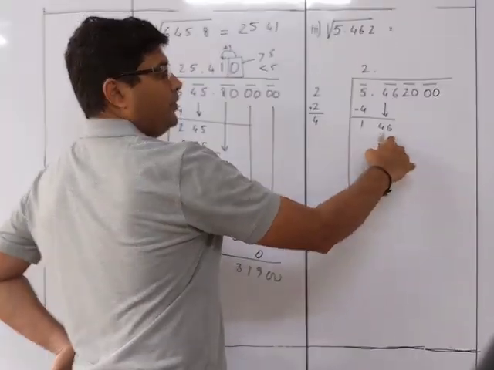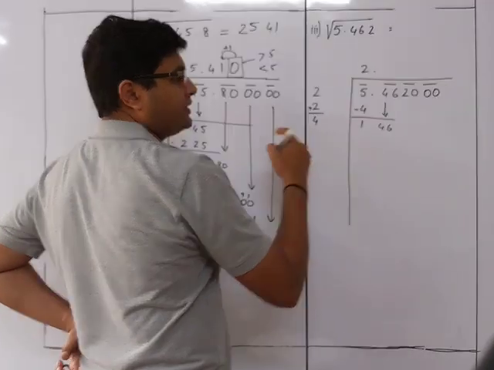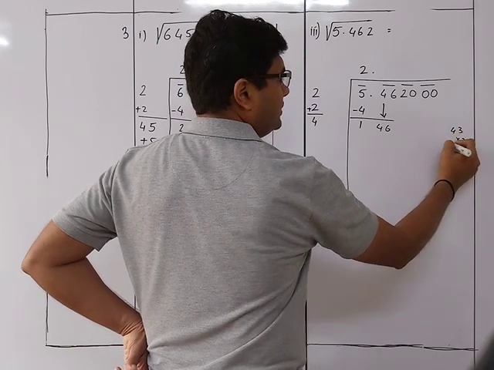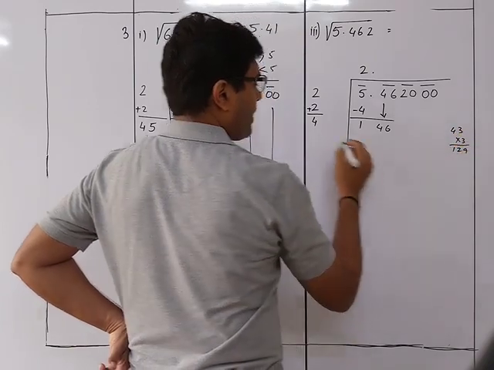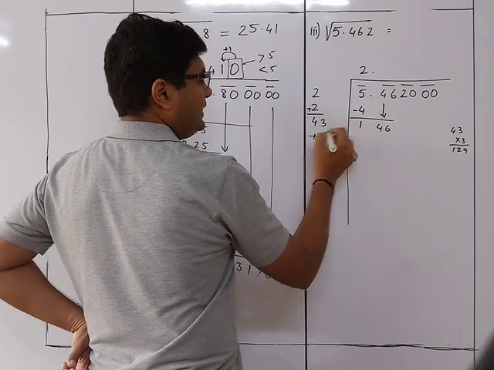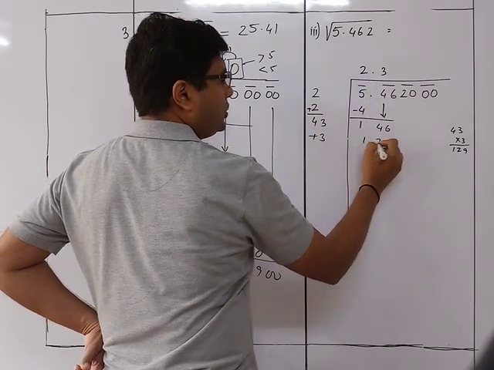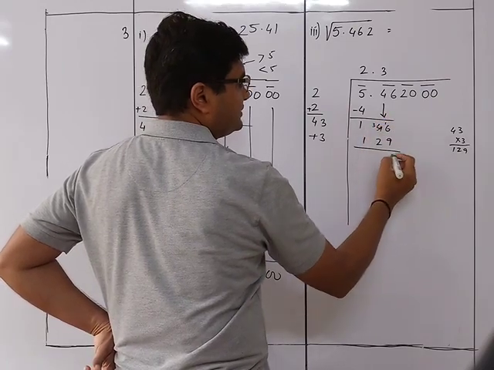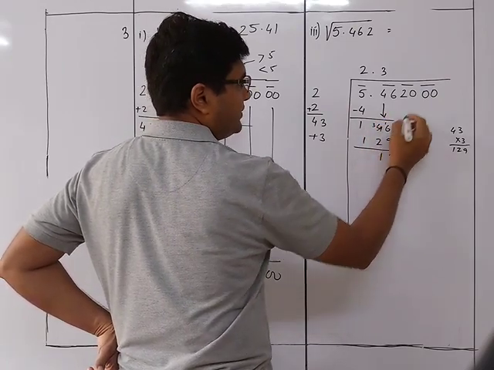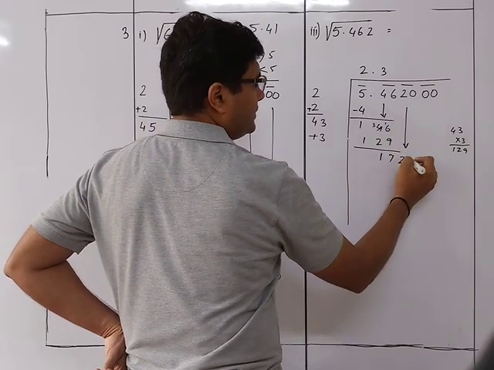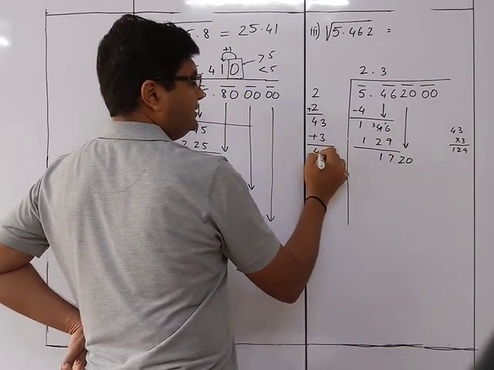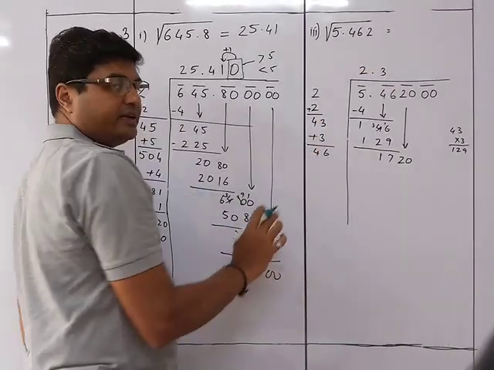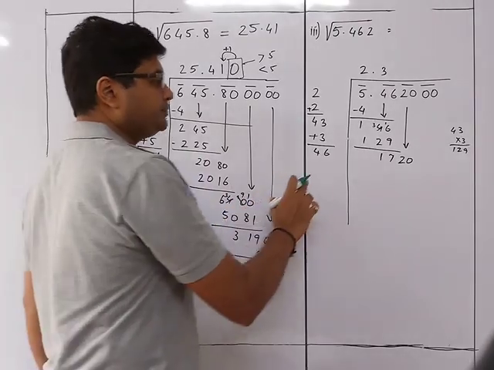4. 146, so automatically this will be, I think, 3. 43 into 3 will be 129. So 3 plus 3, 1 2 9. The difference will be 17. You are taking 20 here. This is 46. Here also that concept continues. The double of 23 is 46. That is still there. Okay.